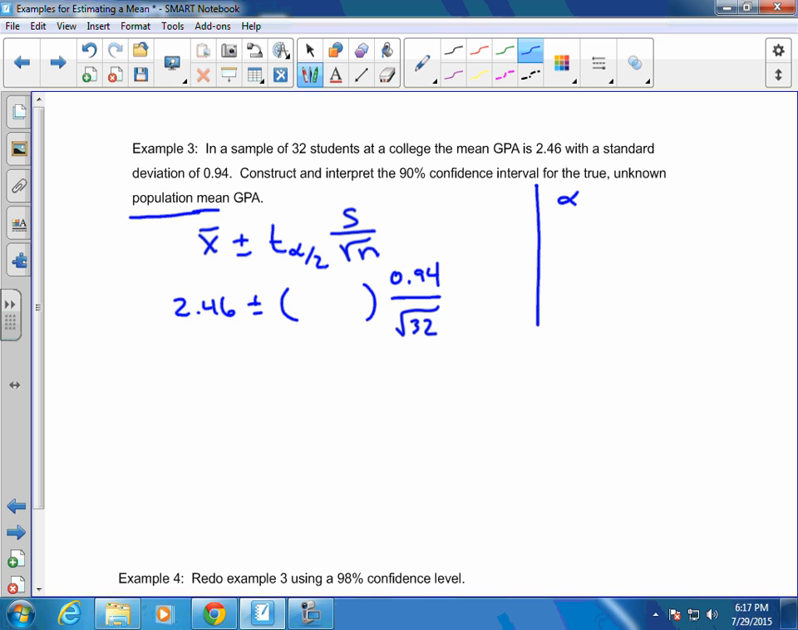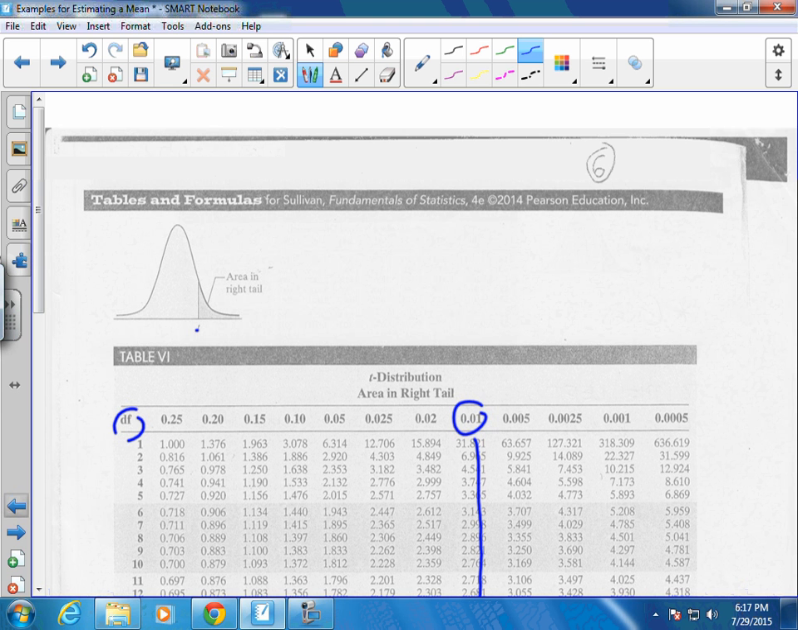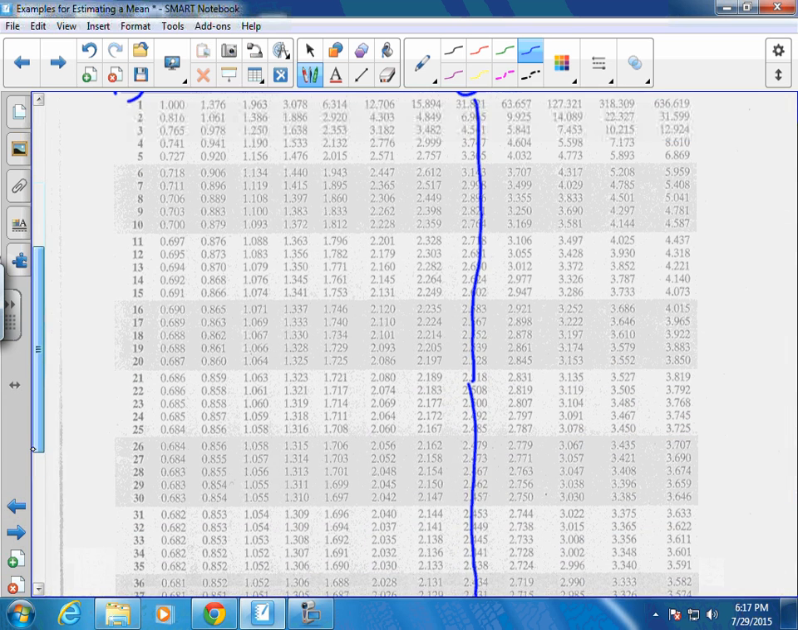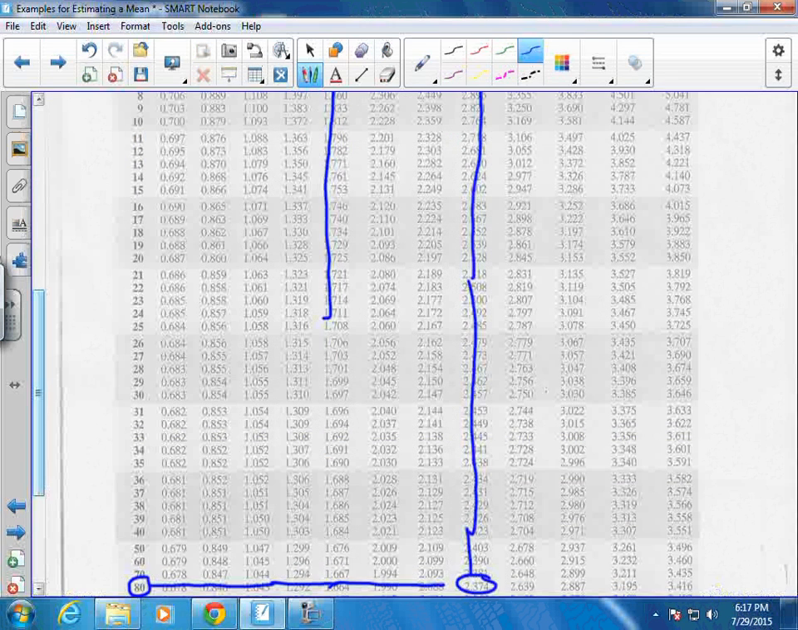We just have to find the critical t. So off to the side, I'm just going to note that if it's a 90% confidence interval, that means alpha is 10%, so 0.10. Alpha over 2 would be 0.05. So I'm looking to match the right tail area of 0.05 with 31 degrees of freedom because I have to take my sample size and subtract 1 from it. So 0.05 for my right tail area with 31 degrees of freedom. I'm getting 1.696.